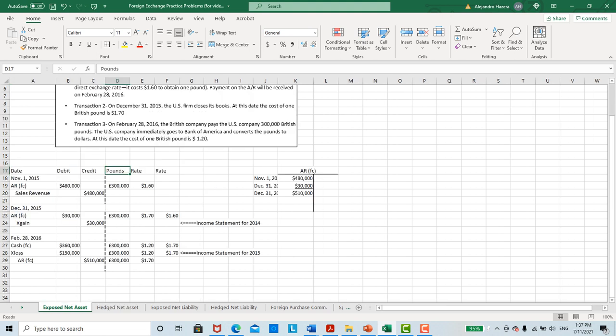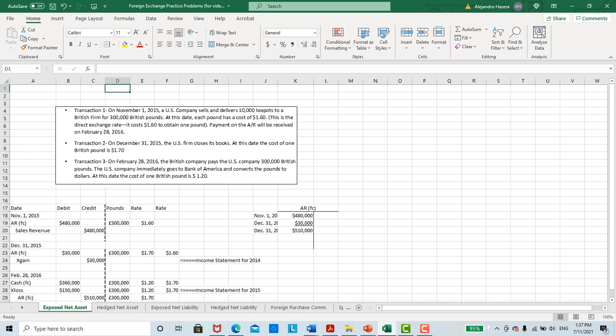In the transaction we just did, this was just your basic exposed net asset position. In the previous transaction, we had a company that sold 10,000 teapots to a British firm for 300,000 British pounds. At this date, each pound had a cost of $1.60. Then on December 31st, the end of this year, 2015, the U.S. firm closed its books, and the cost of each British pound had gone up. The value of each had gone up to $1.70, which means that you made 10 cents on each British pound for a total of $30,000.